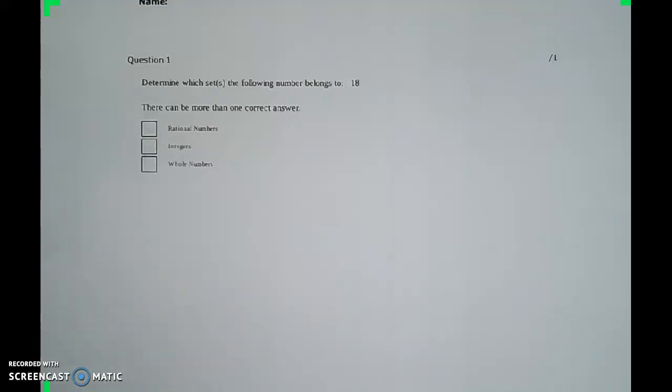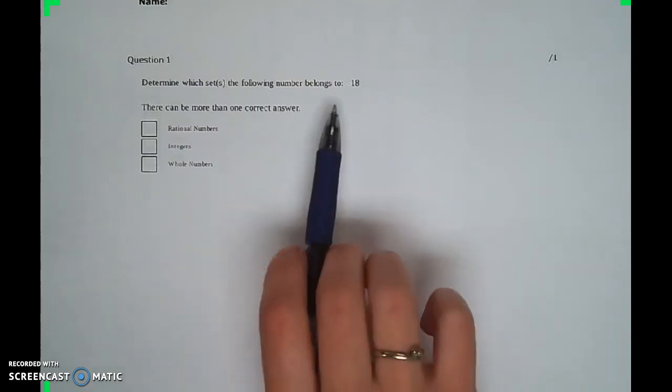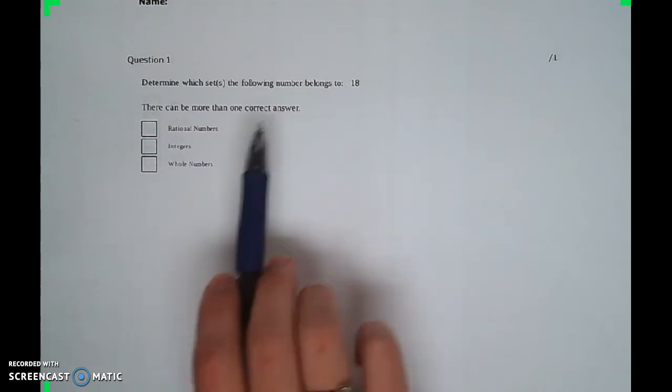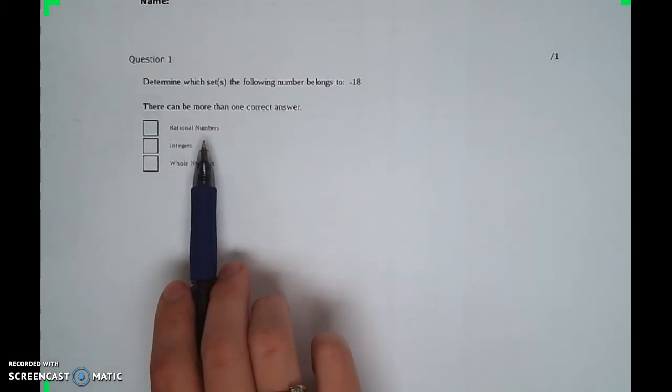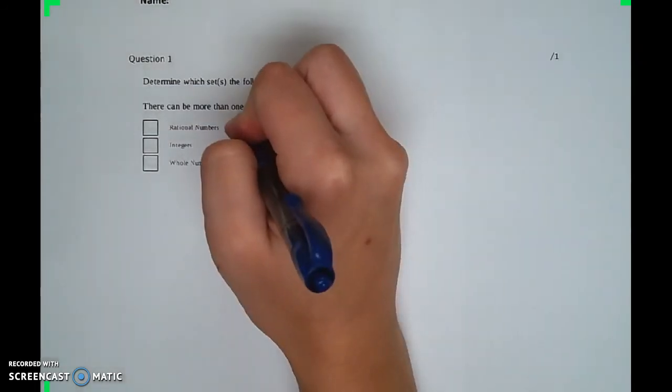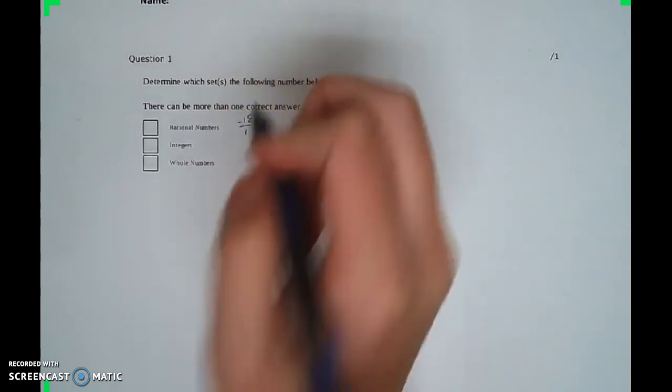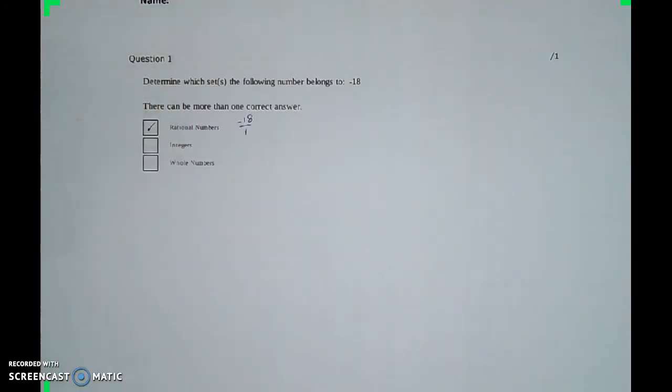Okay, so question 1 says determine which sets of numbers the following number belongs to. So we're looking at negative 18 here. Rational numbers mean any number that can be written as a fraction. And we know that negative 18 can be written as negative 18 over 1. So that is a rational number.